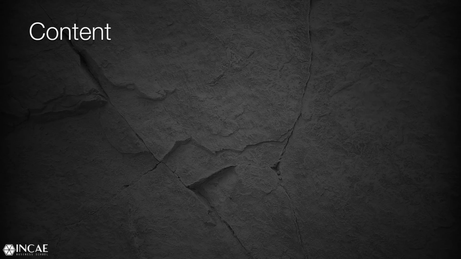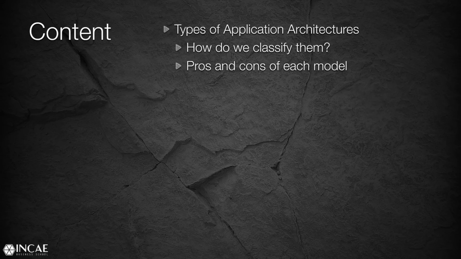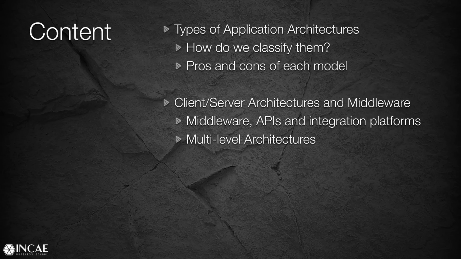Throughout this video, we will start by talking about the different types of application architectures. We'll talk about how we can classify these architectures, and then, given each model, we'll discuss the pros and cons of each of the models. One of the most popular models is the client-server architecture, which strongly leverages the concept of middleware. So we will talk about what middleware is, talk about APIs, and, more currently, talk about integration platforms. We'll then put all these elements together in what we call multi-level or multi-tier architectures.